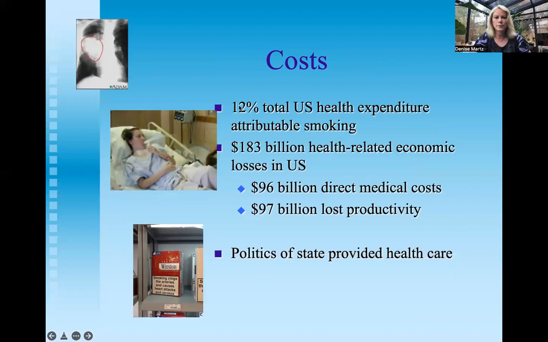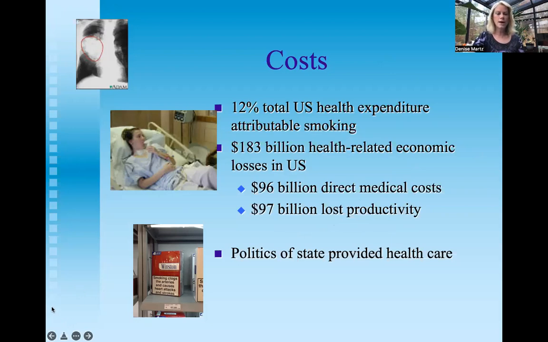Costs are exorbitant, and let me just basically break this down. About 12% of our total health expenditures in the United States are spent on healthcare for smoking and tobacco use. And that is a huge proportion of the dollars that we're spending. Breaking that down a little bit more, about half of those expenses are medical costs. And about half of those expenses are lost productivity when people are sick and they can't go to work, when people are hospitalized and they absolutely can't go to work, or they become disabled and they're absolutely not capable of working. So about half is lost productivity, about half is medical costs.